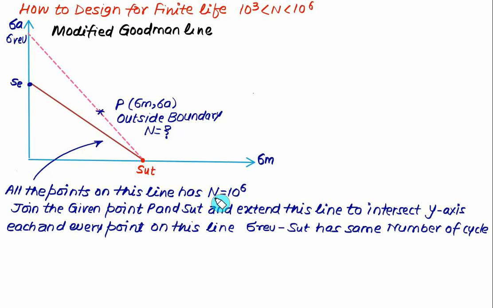So in this case, we'll join the point P with SUT and extend this line to find the new value of the amplitude stress, which is called the reverse stress. Any point on this line will have the same life as given by the Basquin equation, but in the Basquin equation you have to replace the amplitude stress by the reverse stress. So the procedure is: join the point P with SUT and extend this line to intersect the y-axis. Each and every point on this line has the same number of cycles. Suppose we have 20,000, then each and every point has a life equal to 20,000.